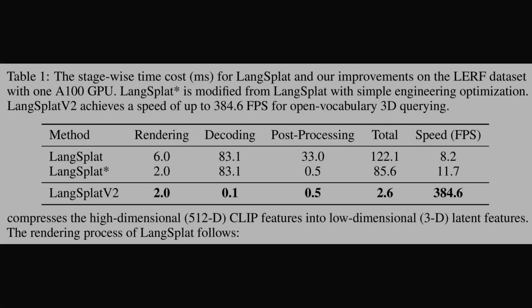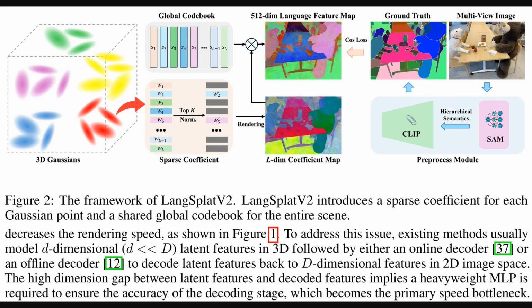So, this next figure shows the new framework and exactly how they got rid of that slow decoder. On the left, you have the 3D Gaussians, which are the basic building blocks that represent the scene. Instead of attaching a complex feature to each one, the model learns what's called a sparse coefficient. This is just a simple set of weights for each Gaussian, where most of the values are 0. These weights are then combined with a shared global codebook. Think of it like a dictionary of feature patterns to reconstruct the final language map. This new approach is what makes the process so incredibly fast.